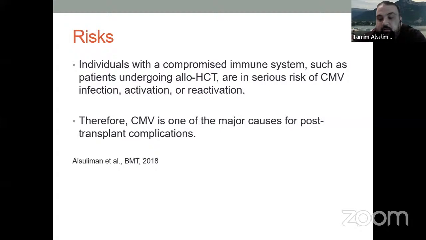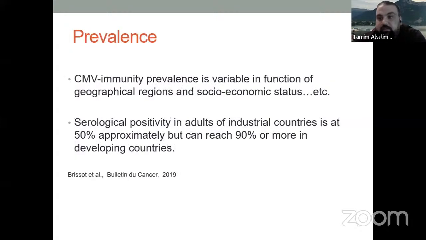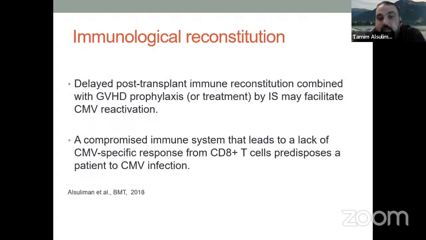It's one of the major issues in our settings. The prevalence is variable, but we can say safely that in adults in industrial countries, seropositivity is about 50% to 60% approximately, but can reach 90% in more developing countries.